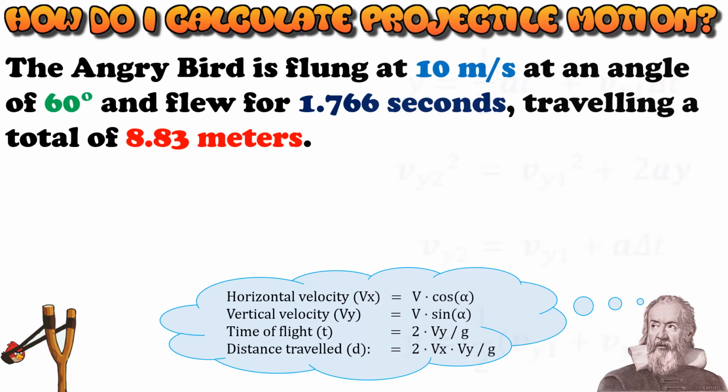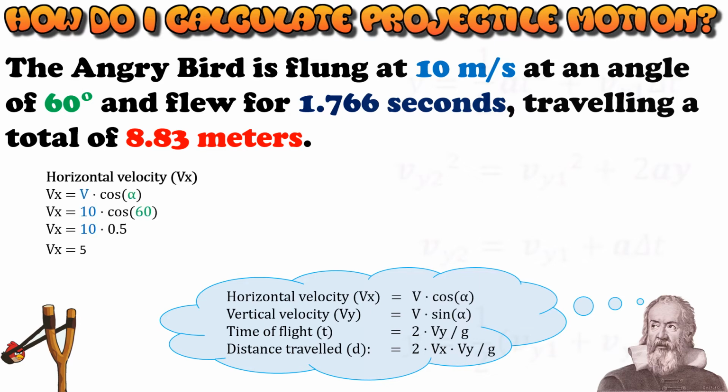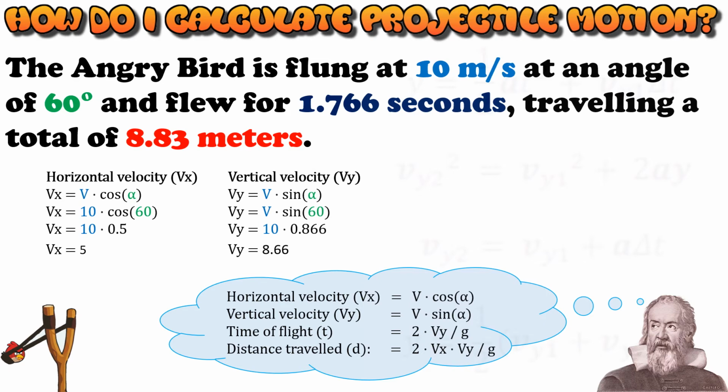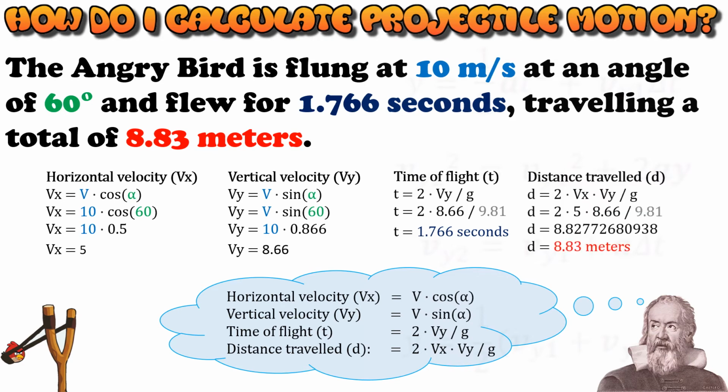Finally, our third test: the Angry Bird is flung at an angle of 60 degrees and stays in the air for 1.766 seconds and travels 8.83 meters. We can calculate its horizontal velocity to be 5, its vertical velocity to be 8.66, its time of flight is 1.766 seconds, and the distance traveled is 8.83 meters.